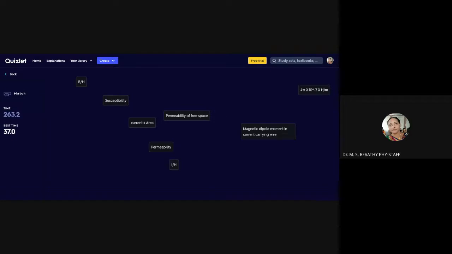Dinesh, can you match? Which one are you going to select? Susceptibility. Where to match this one? Magnetic dipole moment in current carrying wire. I'll take the susceptibility and place it here. But it's rippling away down. It is pushed away.